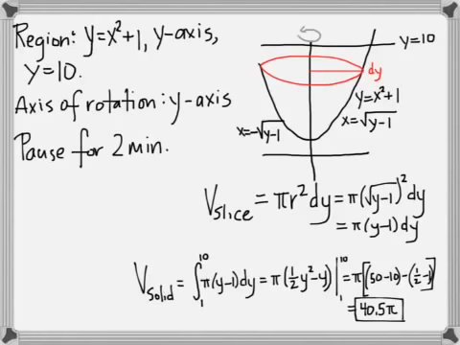Took the antiderivative of y minus 1. The pi just gets to sit there. Plug in 10, plug in 1, I get this. Works out to 40.5 pi. So again, you can pause if you want to copy down these things. It's available to watch again later, so I'm going to move on.